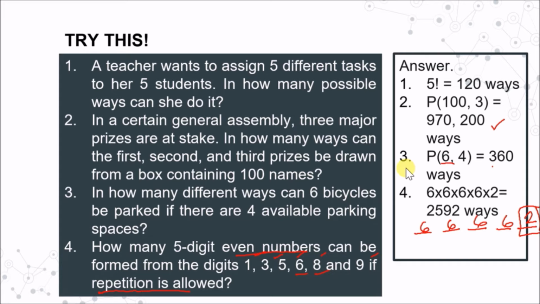For our next meeting, we will be discussing other types of permutation, which are the distinguishable permutation and the circular permutation.